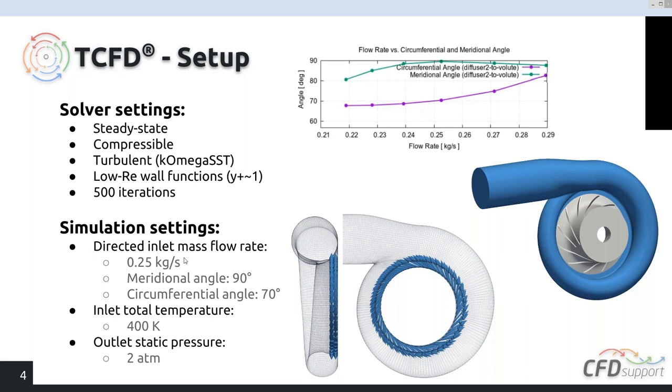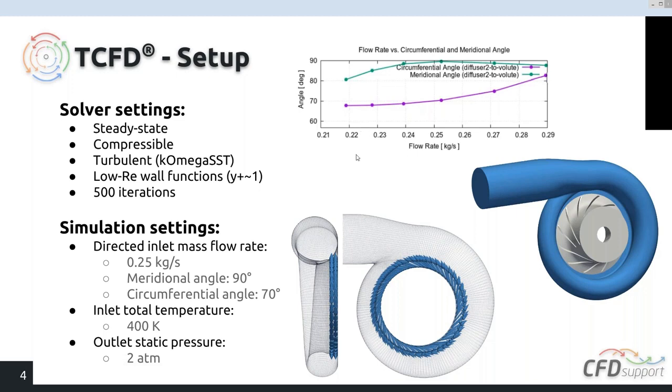So basically before that, we run the simulation with the full geometry. Then we focus on the load point, on the best efficiency point, which was around 0.25 kilograms per second. And we read the meridional and circumferential angle at this interface, to see the direction of the flow at this interface, which are then set by this particular boundary condition, and also the rest of the flow condition is 400 kelvins as an inlet total temperature, and at the outlet we set the static pressure, which is 2 atmospheres.